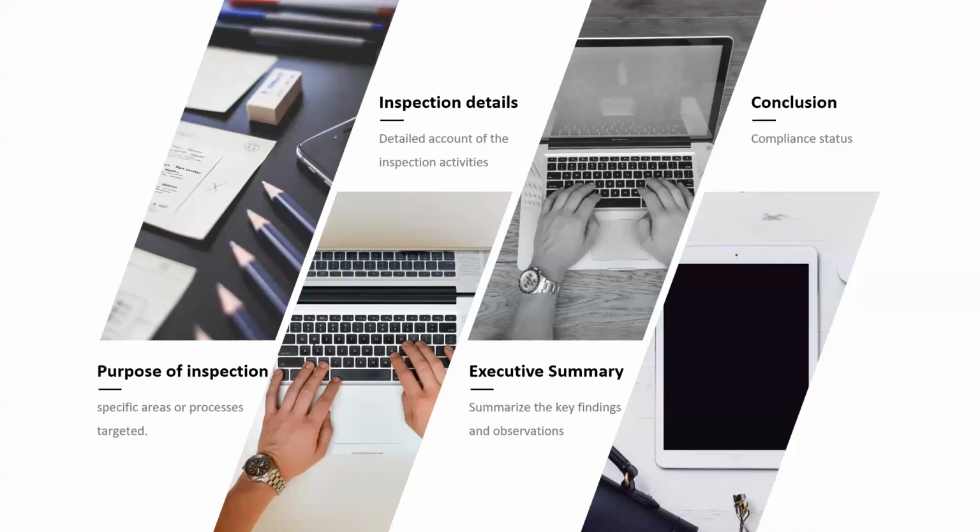Then the inspection details will be covered in this report, that is, an account of the inspection activities performed. Then the executive summary summarizes the key findings and observations in the audit report. And the conclusion says whether the facility or product, whatever is filed, is complying or not complying with the regulations.